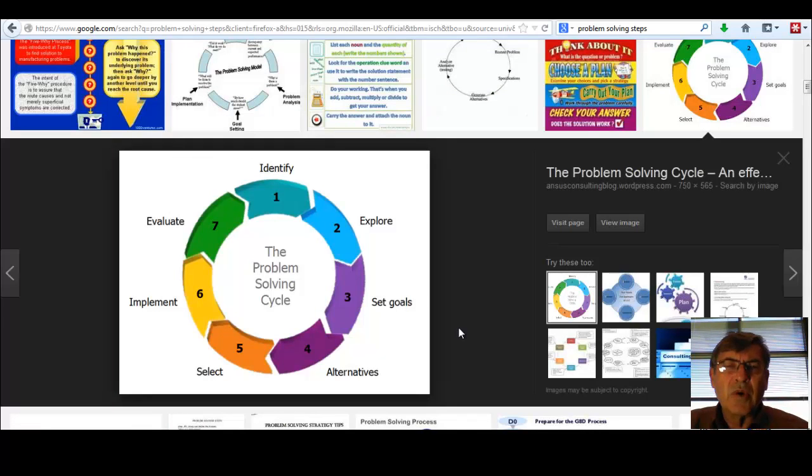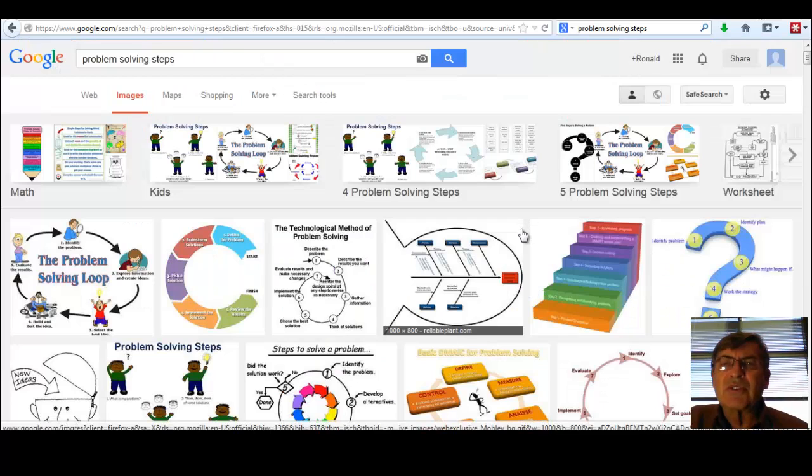Okay, here's another one. Identify, explore, set goals, alternatives, and then select. We don't have time for implement and evaluate, but of course you're going to teach that, but you might expect them to do steps 1, 2, 3, 4, and 5. To find these, all I had to do was go into Google and then search for problem-solving steps. And then I selected on the images, and I found all these images, and a lot of these take you to relevant websites.